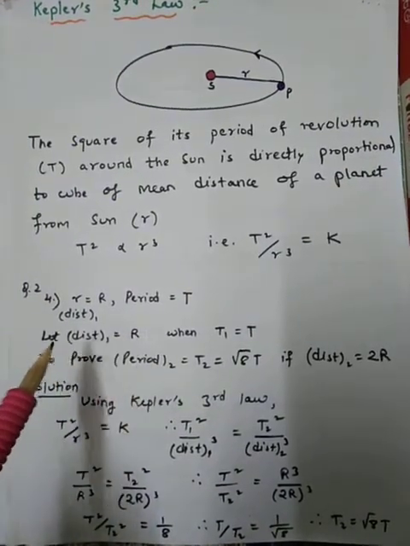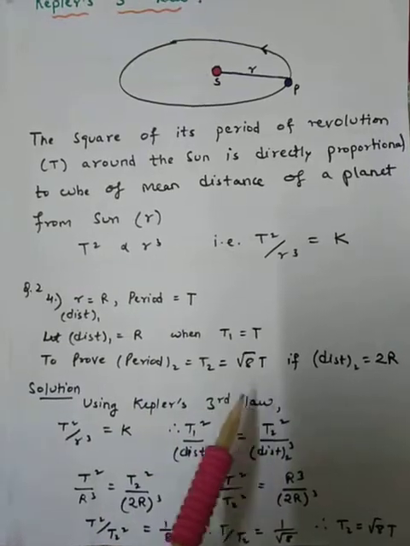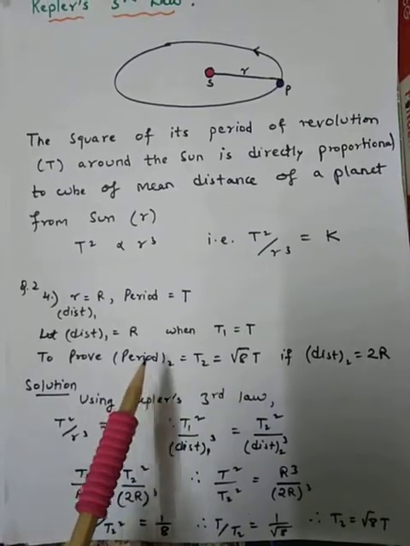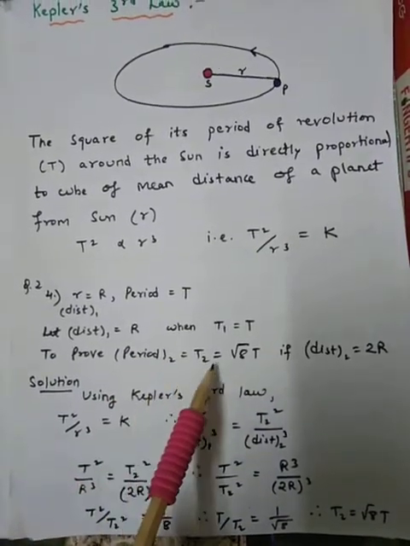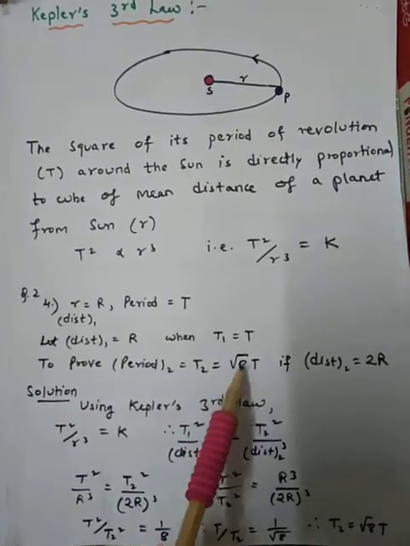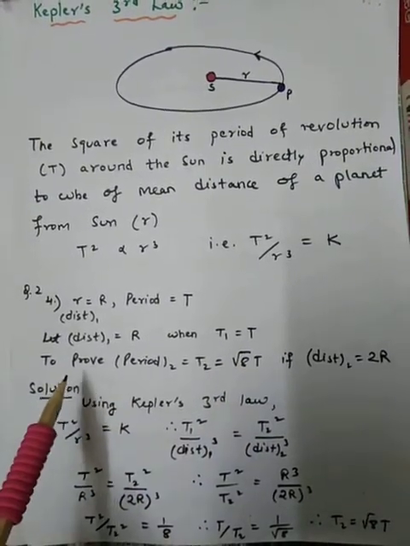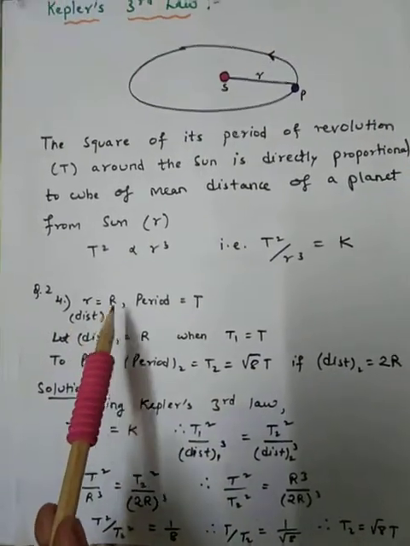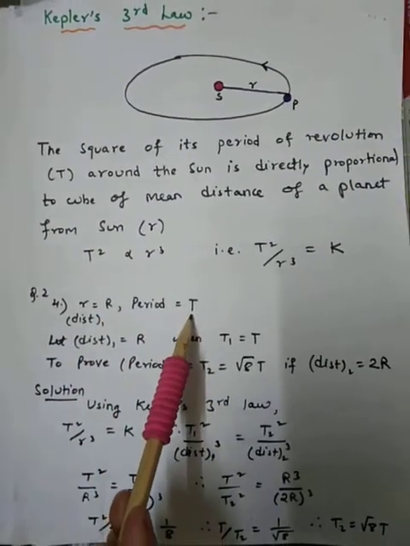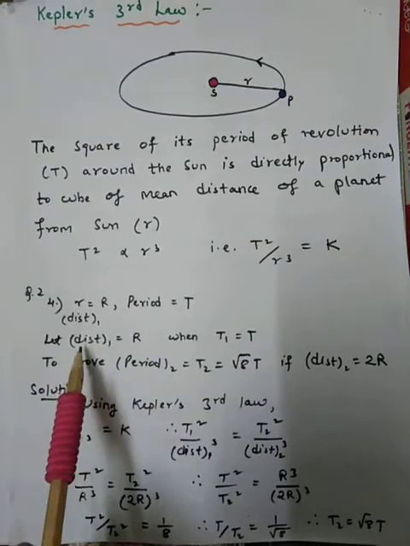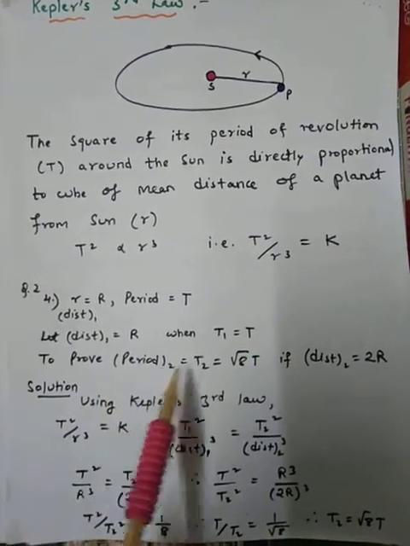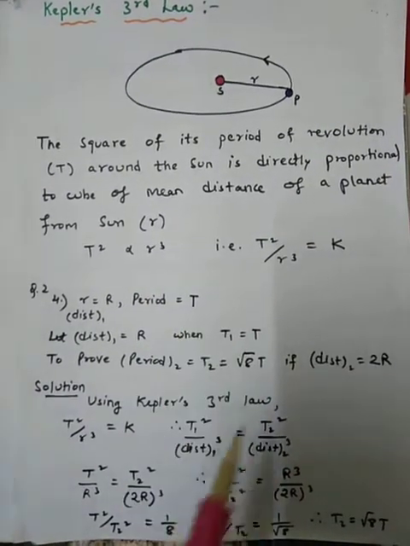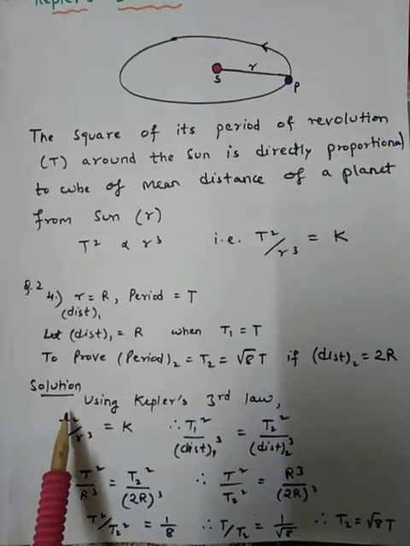Then the second part of the question says that if the distance is 2r, so let us take distance 2 as 2r, then we have to prove that the period of revolution, that is period 2, which we will denote by t2, is equal to root of 8 t. This is one of the very important proofs and very important questions from the exercise. I am repeating it shortly. Distance 1 is given r, the period of revolution is given t. This is the first case. Now in the second case, if the distance becomes 2r, then we have to show that the period of revolution will come to be root 8 of the initial period, that is t. Let's solve it. This is solved with the help of Kepler's third law.